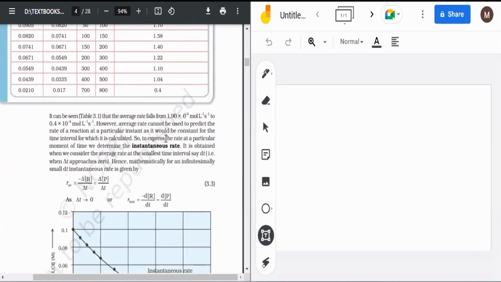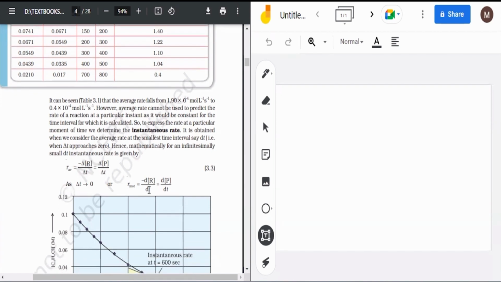Then to express the rate at a particular moment of time, we determine the instantaneous rate. जैसे मैंने बोला, इसमें अपन लोग differential form को use करेंगे, dR by dt. Here we have to consider the change in rate at every particular moment. So we use dR by dt, and again a negative sign because concentration of reactant is decreasing with time. So minus dR by dt is equal to dP by dt. क्योंकि जितना reactant consume होगा उतना ही product बनेगा. So this thing you should remember, that for instantaneous rate, minus dR by dt is equal to dP by dt.